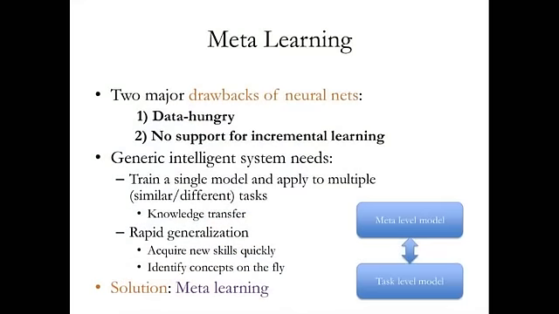So we know that there are two major drawbacks of neural networks. First, neural networks are data hungry: they need a lot of data in order to reach reasonable performance. Second, they don't support incremental learning. For example, in machine translation, we have a predefined vocabulary. Once the model is built and a new word comes into the vocabulary, we have to retrain the model again from scratch.